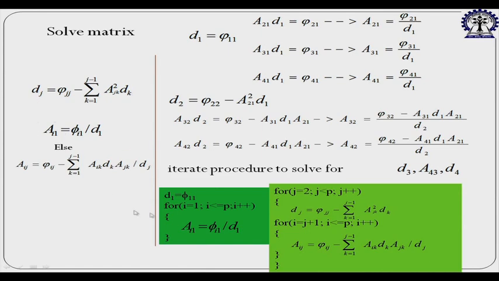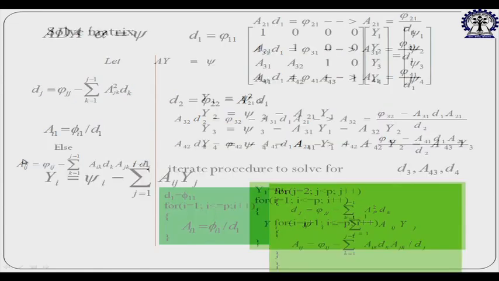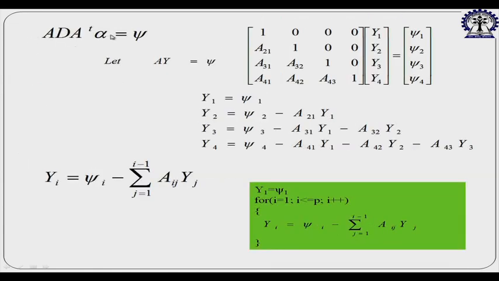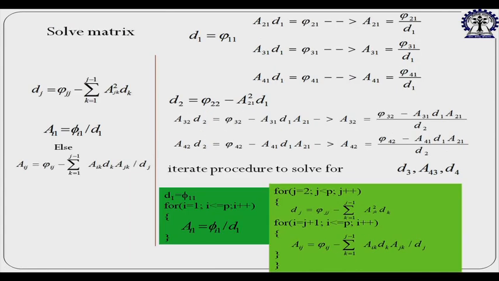So I can generalize the D equation and the A equation and write a program to find the D and A values. Once I get the D and A values, I get each in terms of the other D and A values. So D 1 in terms of the phi values I get directly.